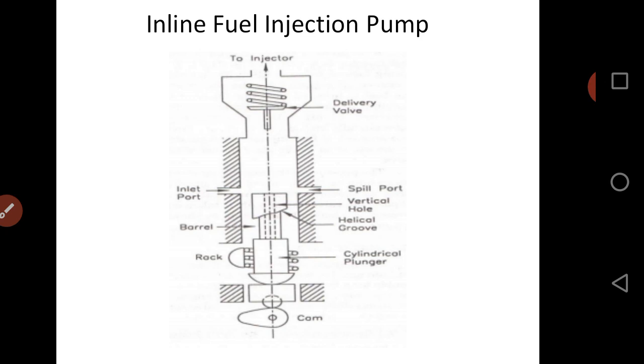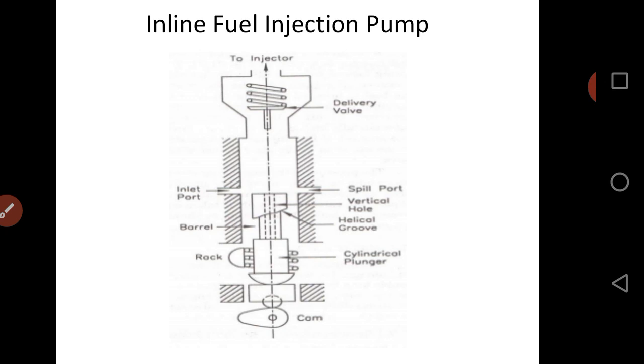In the fuel injection pump, what we are doing is pressurizing the oil by closing the inlet and spill port, and then compressing the oil in the housing, overcoming the spring pressure, and then injecting the fuel.